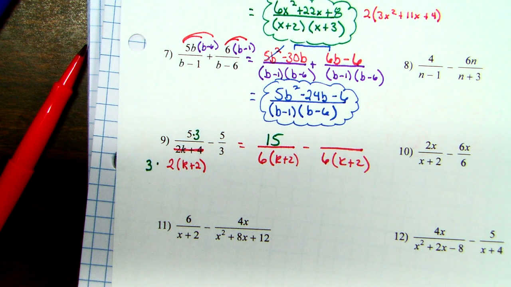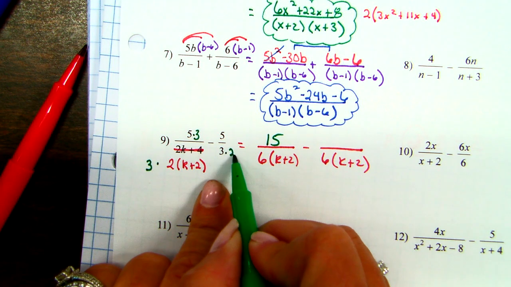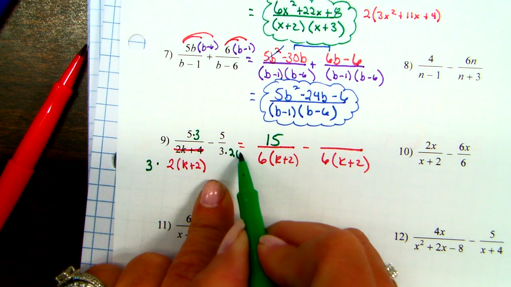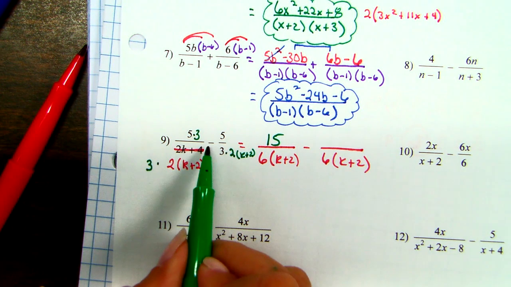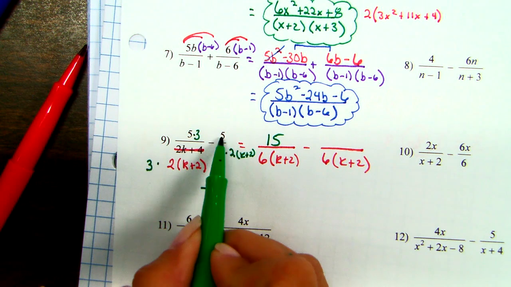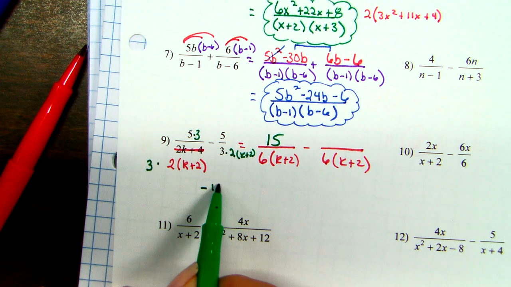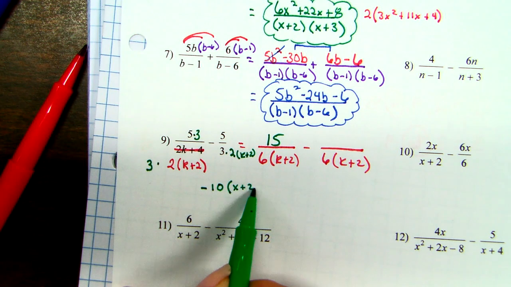So on the second one, it's multiply by 2 to get 6, and the k plus 2. So this one's a little tricky. I don't think we've seen one like this. First of all, it's a negative. I'm going to go over here and do it. It's a negative. And the 5 times the 2, let's just make that a 10, and then distribute to the x plus 2.